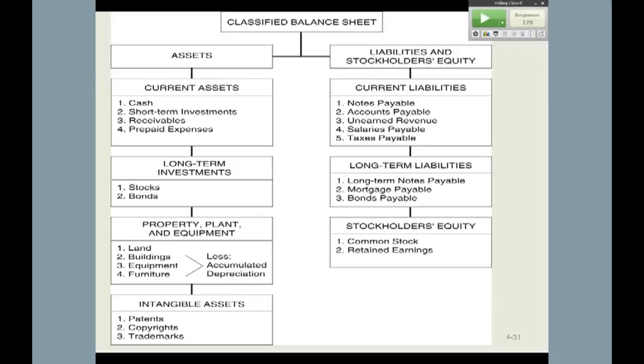On the liability side, again, assets are listed in order of liquidity. The liability side is listed in order of maturity, and current liabilities. By the way, how do you get a notes payable up there?